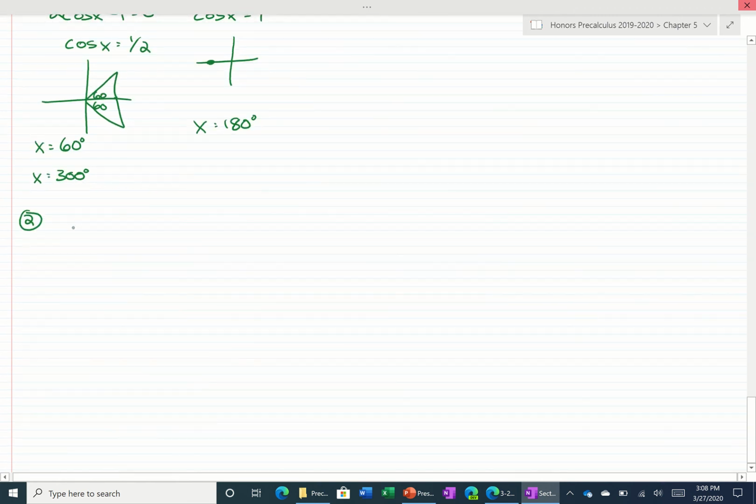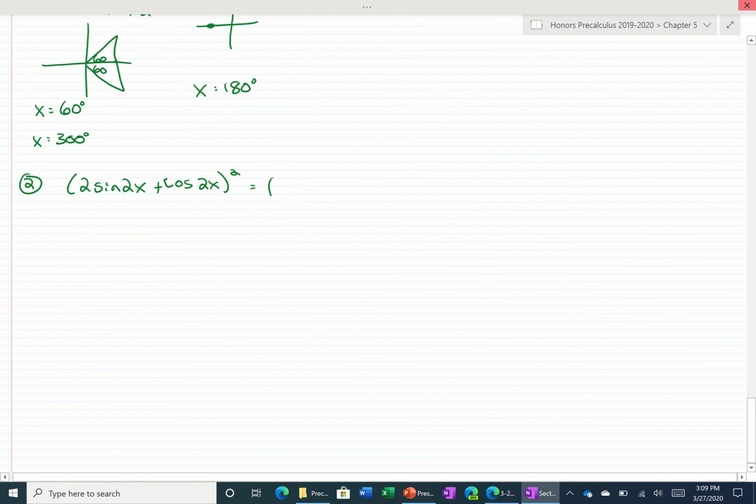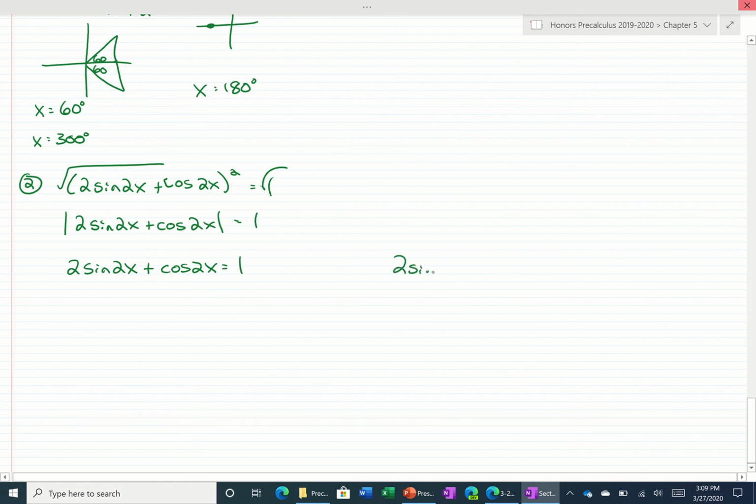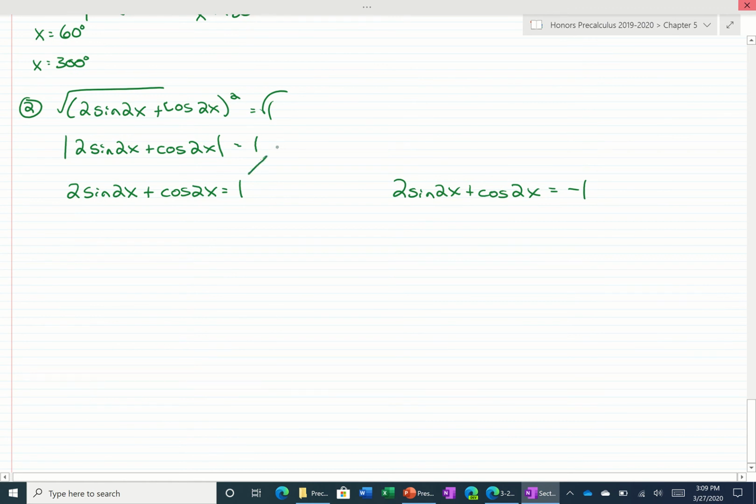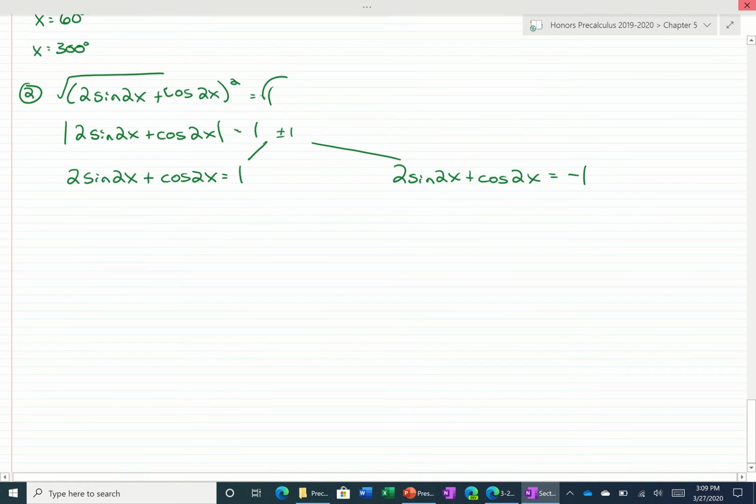It says we have 2 sine of 2x plus cosine of 2x squared is equal to 1. Now, there are a few different ways we could do this. First thing I would do is let's get rid of this square. We know that this would turn into absolute value. And absolute value would give us positive or negative 1. This one's going to be a little bit longer, but we do get plus or minus 1 from here. So I'm going to make it equal to 1 positive 1 and 1 negative 1.